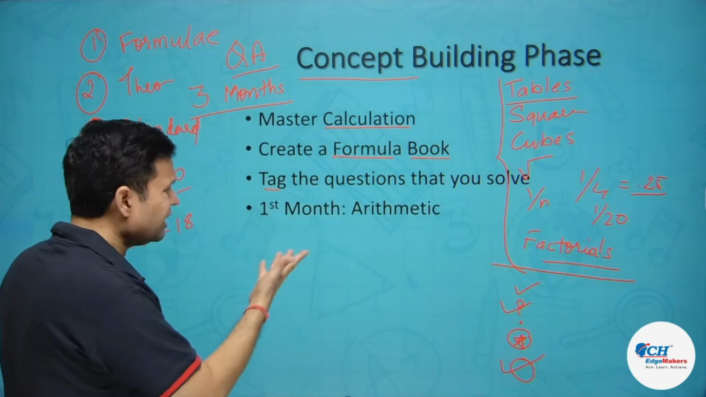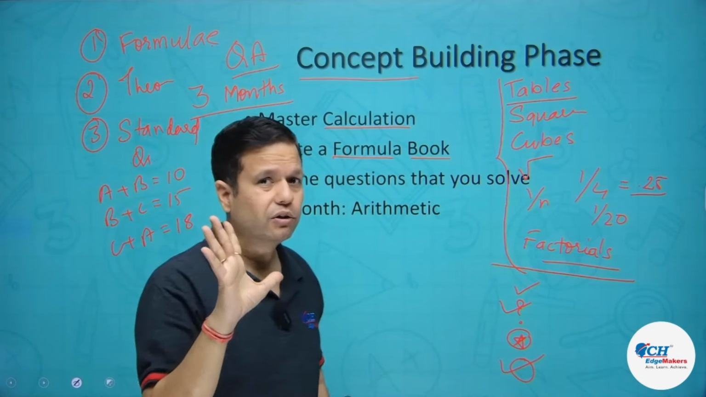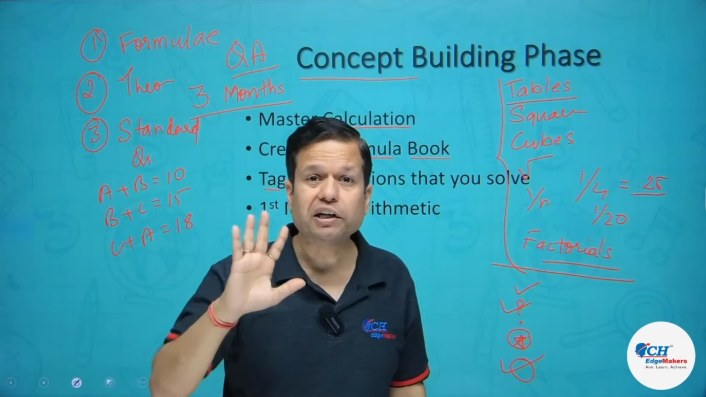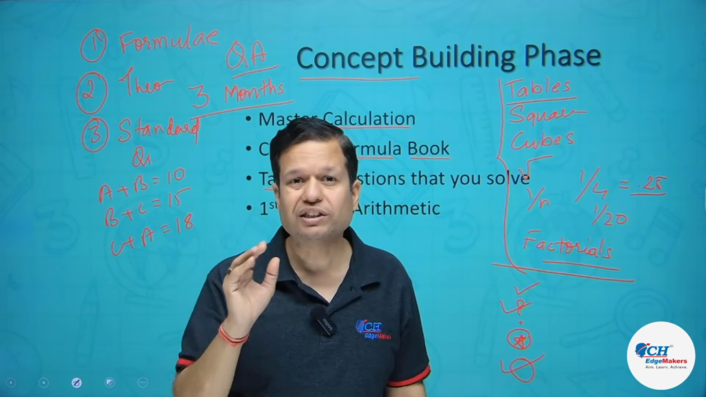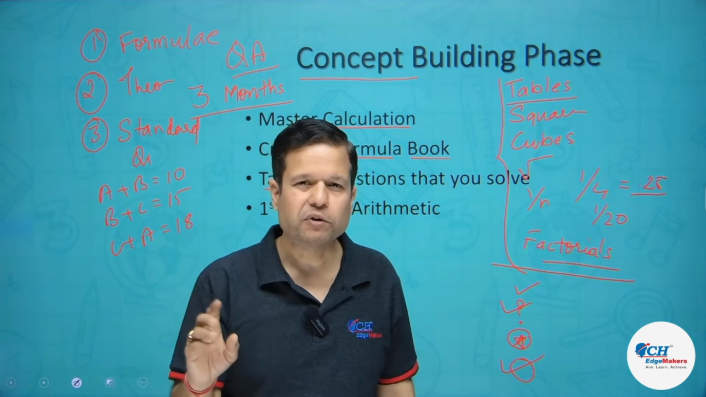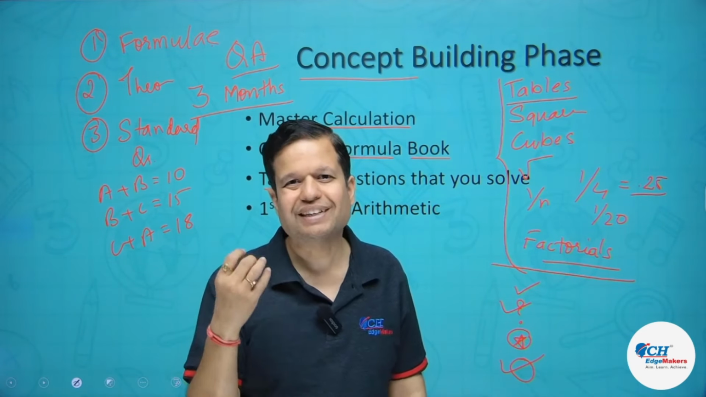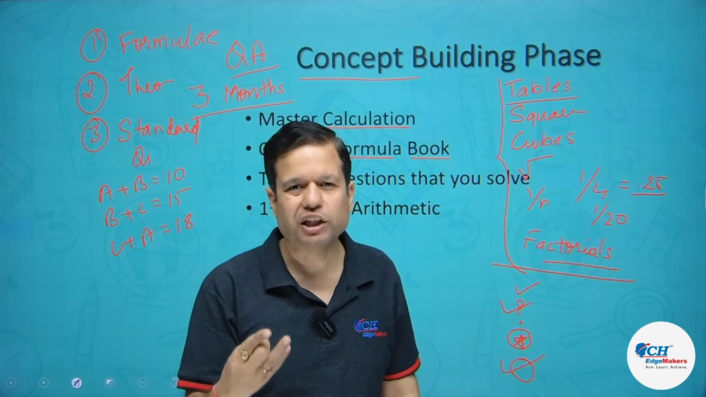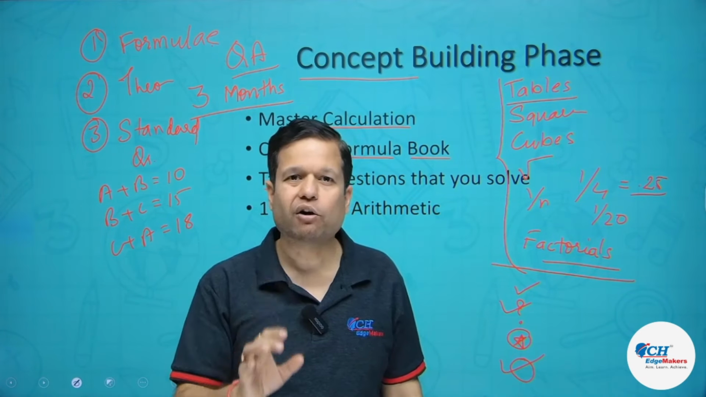Next, the first month target. I've said it should be a 3-month goal. So the first month target should be arithmetic. Why arithmetic? Because almost 45% of questions in the QA section of CAT are from this area. So this area is immensely important. For people who don't know, arithmetic means questions based on percentages, average, alligation, mixtures, work and time, speed, time and distance, races, AP-GP. These are part of arithmetic.